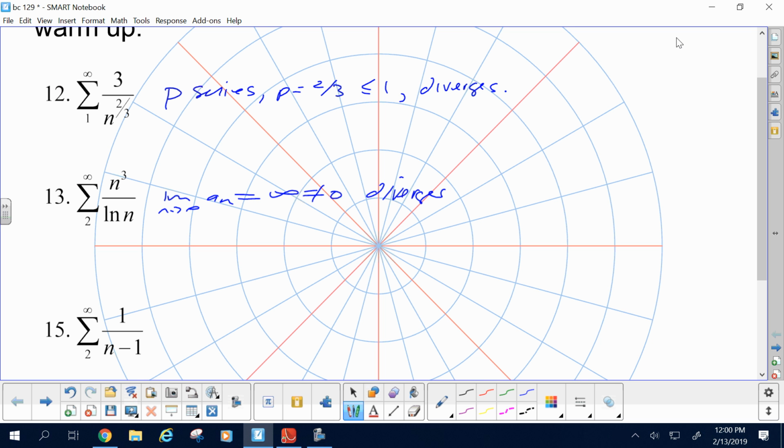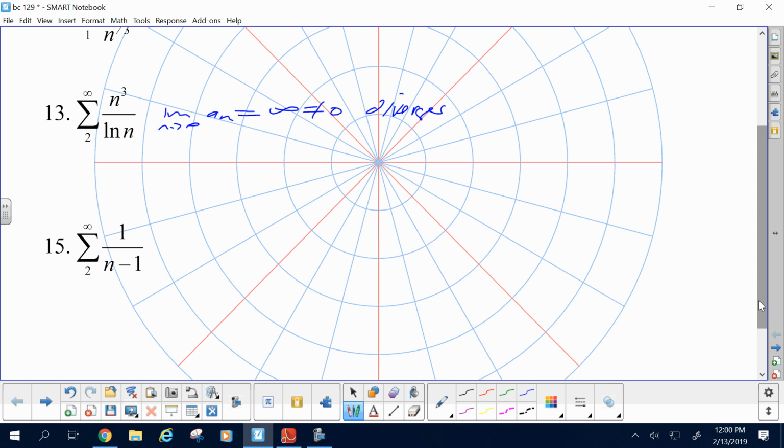Okay, the second one fails the divergence test, yes? 15 is a good one. How did you approach 15? Okay, so direct comparison test, you're going to compare it to 1 over n, I assume, yeah?